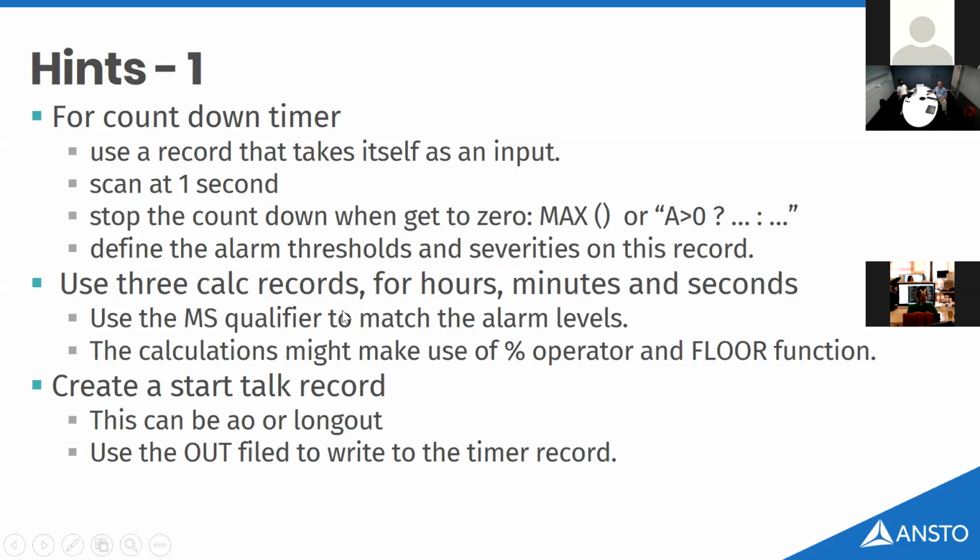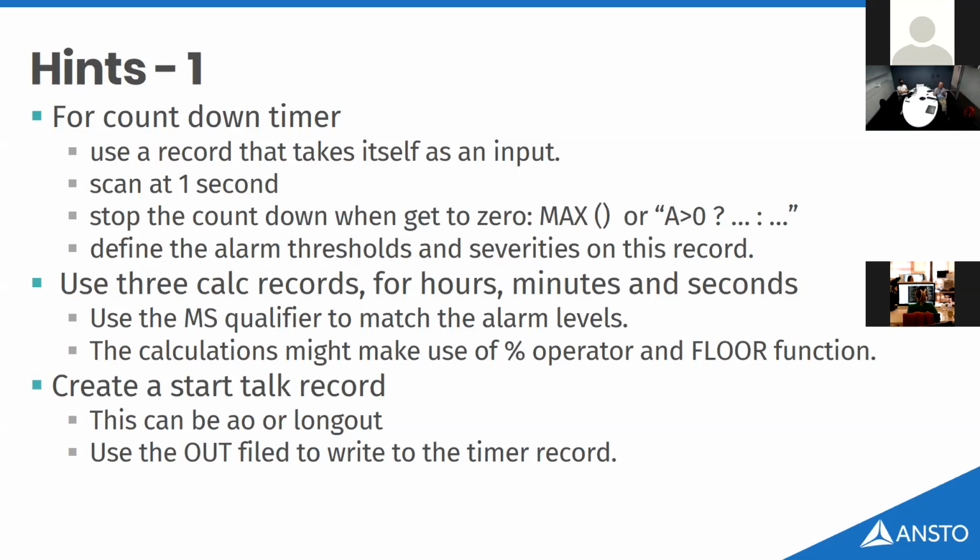We can use the MS qualifier so that these go into the minor or the major alarm state as the countdown does. So they all go yellow together, all go red together. I suggest your calculations make use of the remainder operator and the floor function. And the floor function rounds down to the nearest whole integer value.